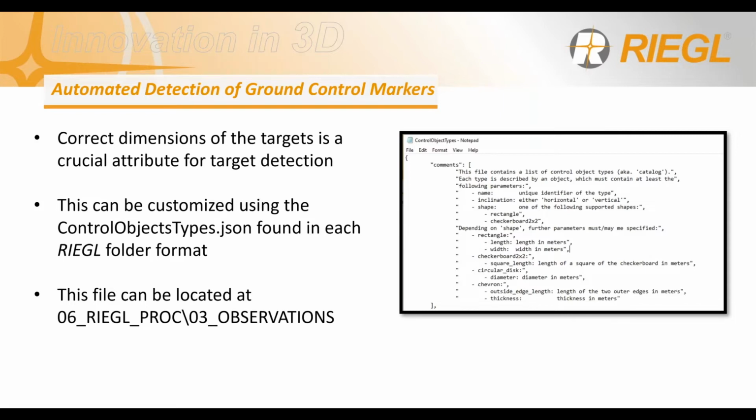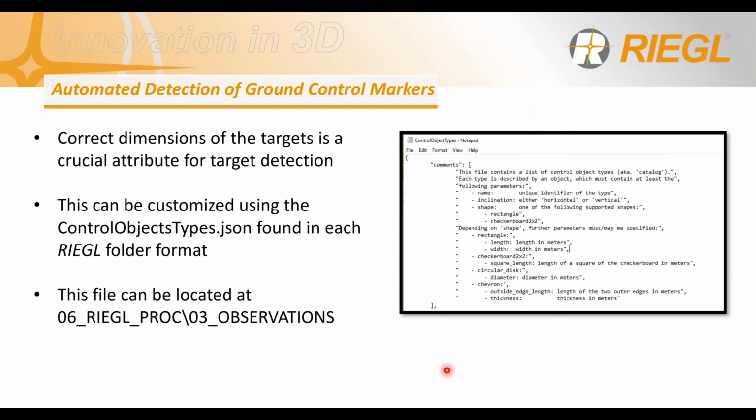So the actual correct dimensions of the targets is crucial for us in RiProcess. If we do not tell RiProcess the correct dimension, it's not going to be able to find it. I don't know how many of you use RiProcess and know about this file in the file format, but the control objects types JSON file, found here at the 0603 observations, we can actually change the size of the target.